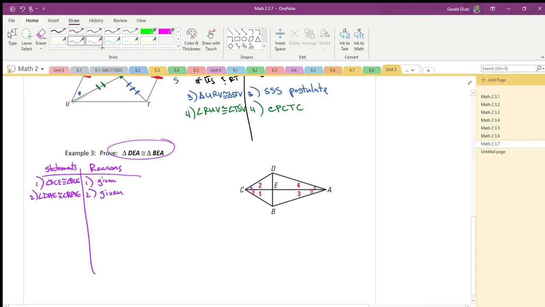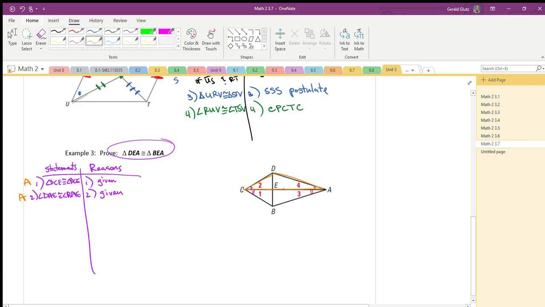So now I need to move on to the rest of the proof. So if I was looking at this triangle right here, they've already given us two angles. We already know that this angle is congruent and those angles are congruent. So we got two angles. Again, how many things do we need to prove two triangles are congruent? We need 3. So we got 2.